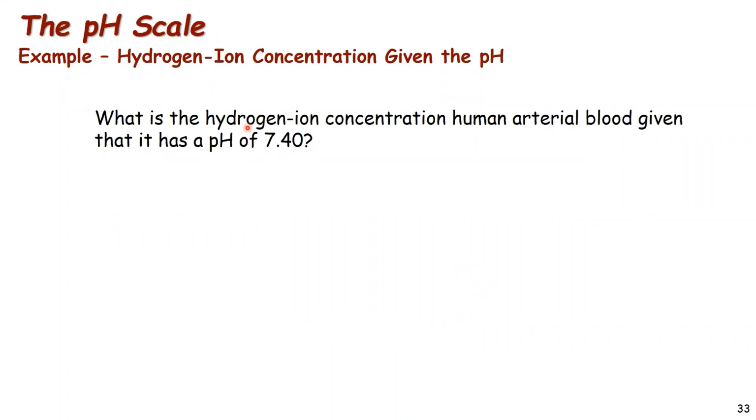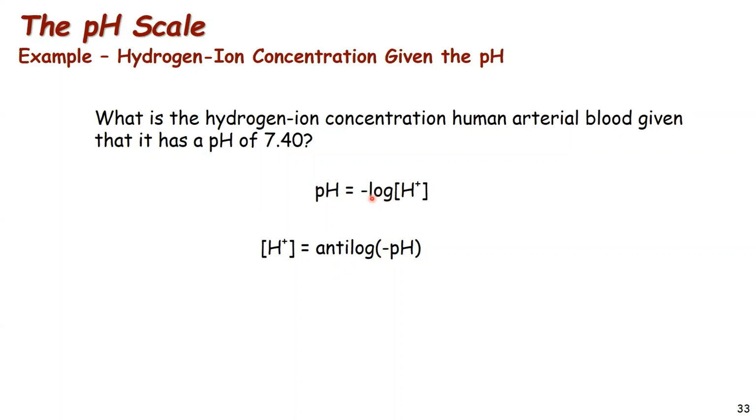So now I want to know, what is the hydrogen ion concentration in human arterial blood, given that its pH is 7.4? So now we're just working backwards, right? If the pH is equal to the negative log of the hydrogen ion concentration, we want the anti-log, right? So we moved the negative sign over. That's why we have the negative pH.